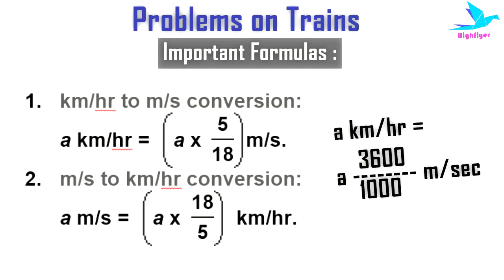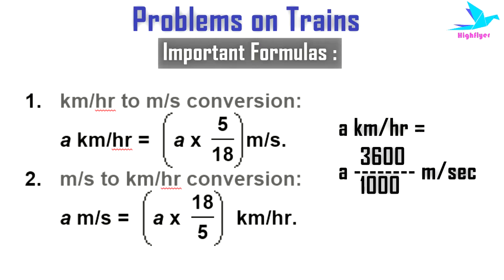Similarly, let us see meter per second to kilometer per hour conversion. A meter per second equals A into 18 by 5 kilometer per hour. Here also we have first converted meters into kilometers. 1 meter equals 1 by 1000 kilometer and 1 second equals 1 by 3600 hours. Then by simplifying the terms, we get A into 18 by 5 kilometer per hour.